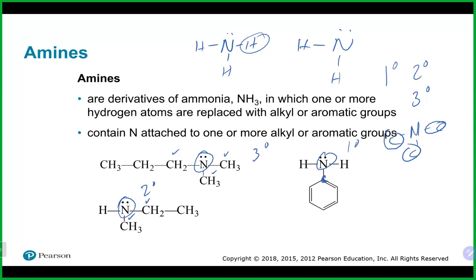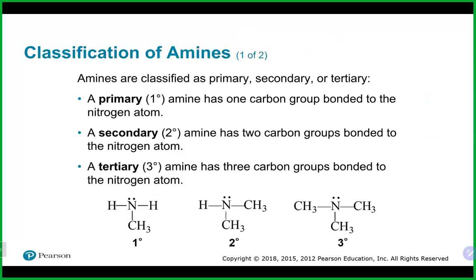So we can classify our amines like our alcohols and our carbons. In this case, we look at how many carbons are directly attached to the nitrogen. Again, sometimes people, like everything else I've mentioned before, will teach you to look at the hydrogens. But if you look at the carbons, it's the same number: a primary has 1 carbon group attached, a secondary 2 carbon groups, and a tertiary has 3 carbon groups.